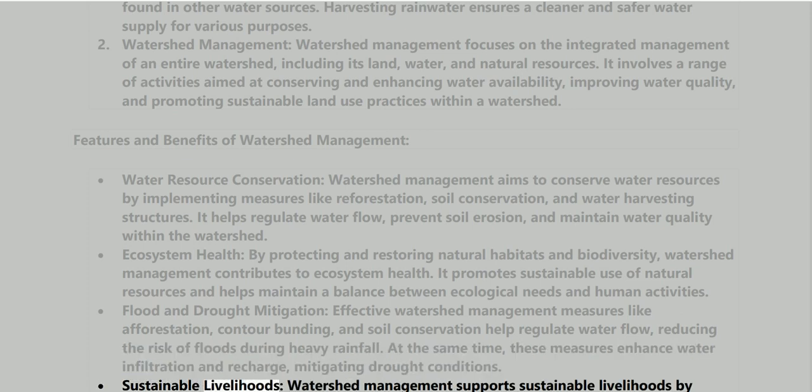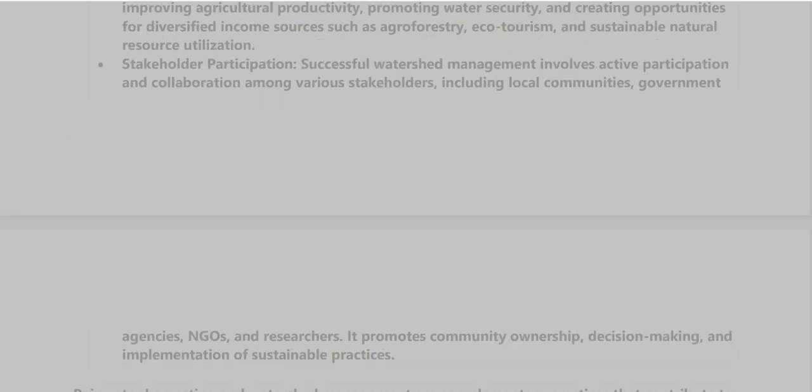Sustainable livelihoods. Watershed management supports sustainable livelihoods by improving agricultural productivity, promoting water security, and creating opportunities for diversified income sources such as agroforestry, ecotourism, and sustainable natural resource utilization. Stakeholder participation. Successful watershed management involves active participation and collaboration among various stakeholders, including local communities, government agencies, NGOs, and researchers. It promotes community ownership, decision-making, and implementation of sustainable practices.